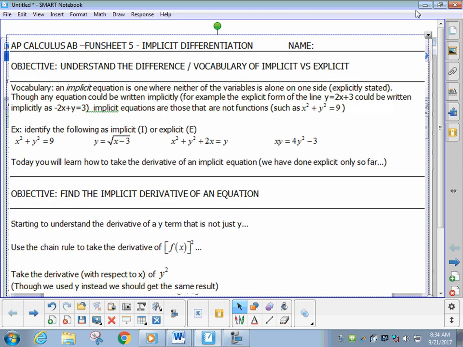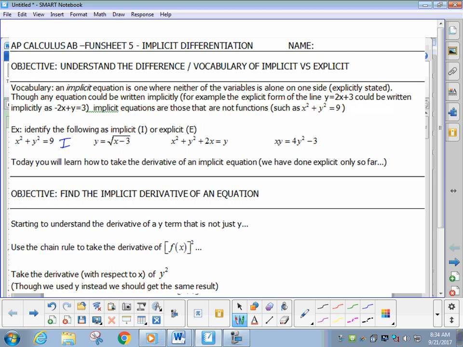So, would you please take a gander at each of these? Is this an explicit equation or an implicit equation? Implicit, because y is not clearly stated, solved for. What about the second one? That's explicit, because y is clearly solved for. The third one?